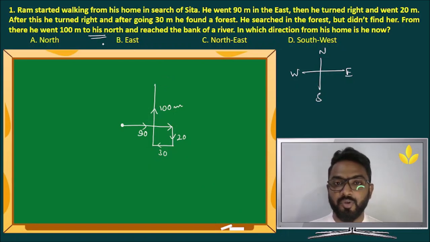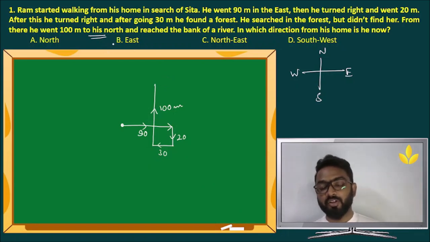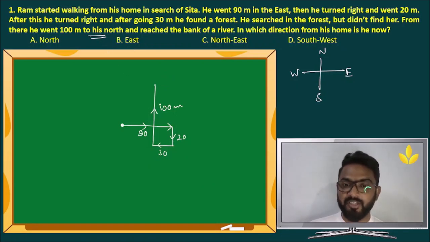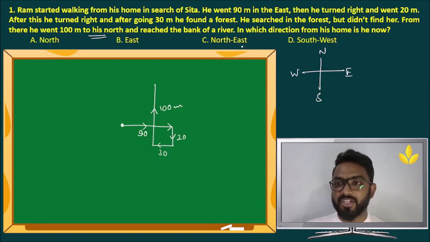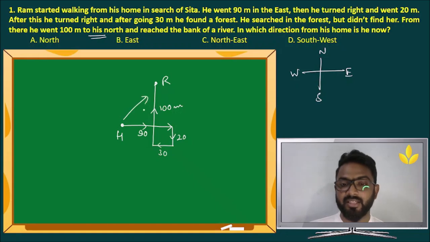Okay, so don't think that his north means he's going straight. No, everybody's north is the same north, that is up. So the question is, in which direction from his home is he now? The home is over here and the bank of the river is over here. From his home, he is in this direction. This direction is nothing but northeast.